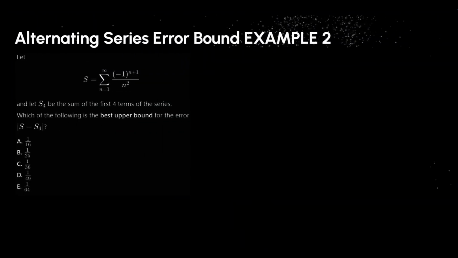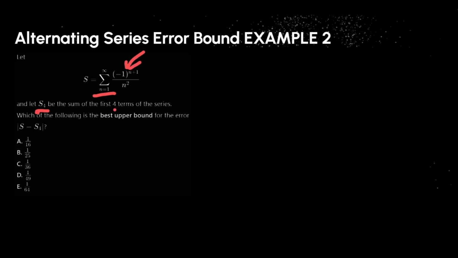Here's another example. This is a little bit more complicated, and it says let S4 be the sum of the first four terms. That means a1 plus a2 plus a3 plus a4. Then it asks which is the best upper bound for the error. So this is basically doing the same thing, calculating the error. And we know it's an alternating series because there's a minus 1 over here, right?